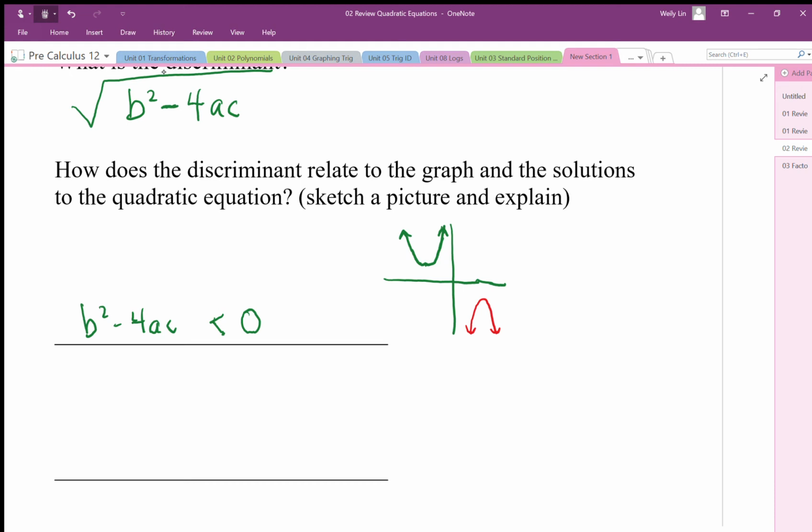Well, what does it mean when we have b squared minus 4ac equal to 0? Well, when it's equal to 0, we only have one solution. If it's equal to 0, basically that term is going to move the parabola so that it's just going to touch the x-axis.